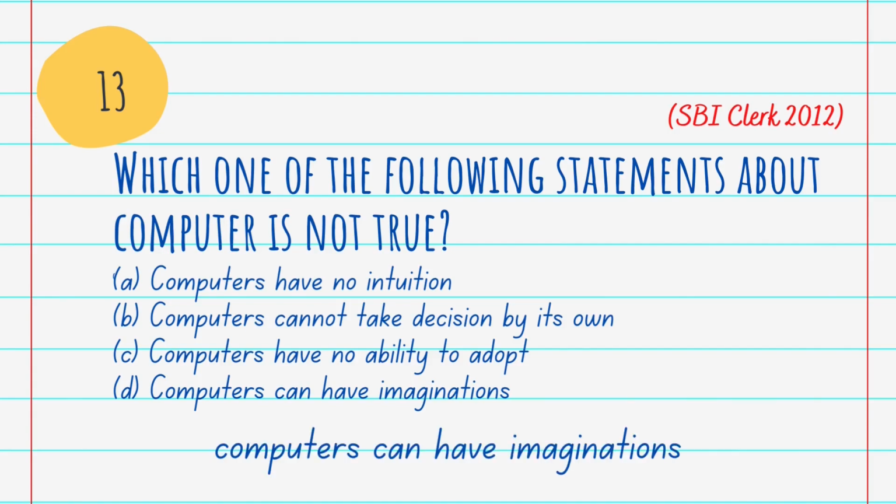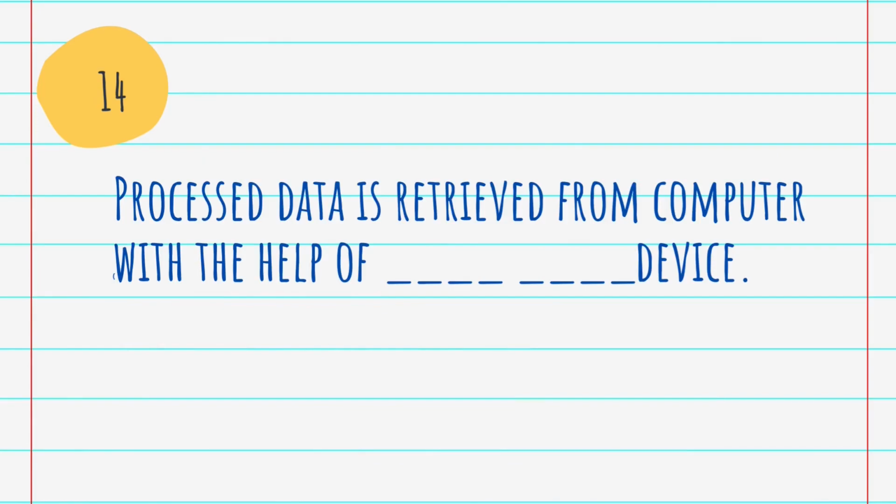Computers can have imagination. This statement is totally wrong. The computer has proved that it can make intuitive decisions much more effectively than the most skilled humans can. Also, it cannot take decisions by its own, computers have no ability to adapt, and also it can't have imagination skill. Remember this. Question number 14.